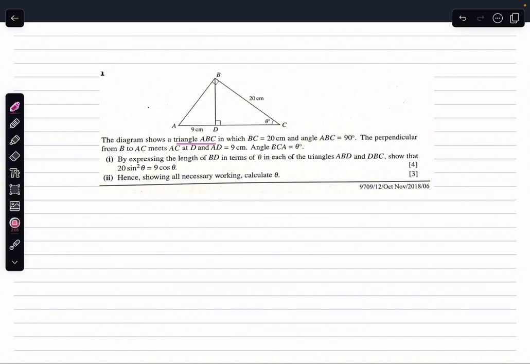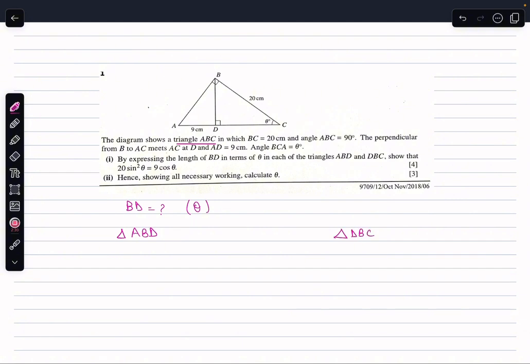To get the length of BD, which is what is required, and this has to be in terms of θ, first let's consider the triangle ABD. There are two triangles to consider. One is ABD, and the other triangle that they are asking us to solve for is DBC.